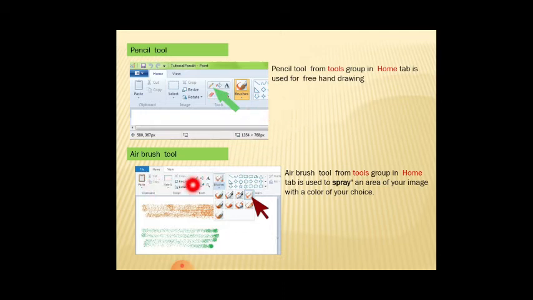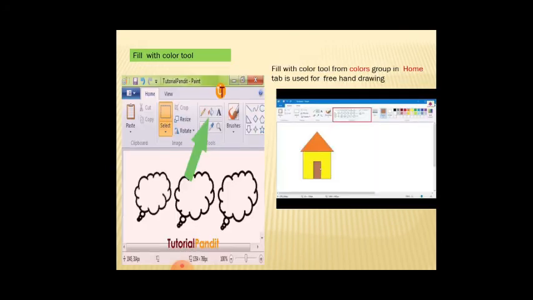Next is the airbrush tool. The name itself suggests it contains many brushes. The airbrush tool is from the tools group. Shapes will be from the shapes group. The eraser, your pencil, your text, your airbrush, all will be under the tools group in the home tab. It is used to spray an area of the image with a color of your choice.